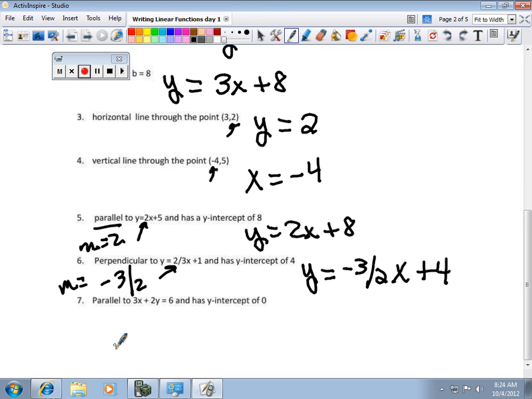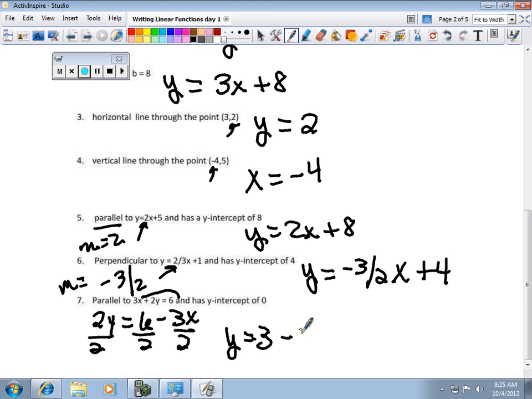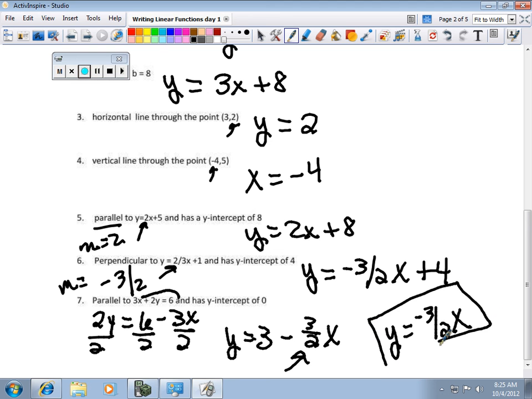Number 7, I'm parallel to 3x plus 2y equals 6 and have a y-intercept of 0. It's very tempting to just say that 3 is your slope, but before you can look at an equation to get the slope, you've got to get y by itself. So that 3x has to go to the other side and subtract. So 2y is equal to 6 minus 3x. Divide everything by 2, and you get y is equal to 3 minus 3/2x. This slope is the number in front of x, so it's -3/2. If I'm parallel, I'll have the same slope, so y is equal to -3/2x, and then the y-intercept was 0. You could put a plus 0, but it's not necessary. This is your answer.